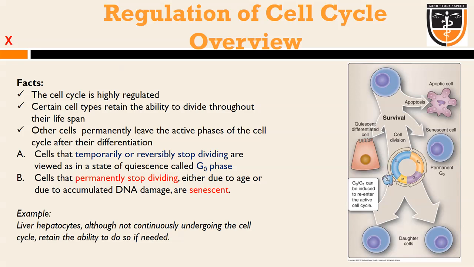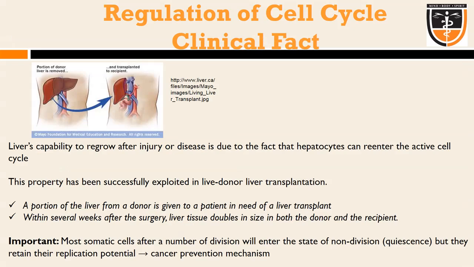Now, a very important example is liver hepatocytes. These cells normally don't divide, but they have huge potential to divide when stimulated. So we can say that liver hepatocytes are actually in a state of quiescence. What that means is that if you stimulate them, they can actually divide. This is why this is important for you clinically.